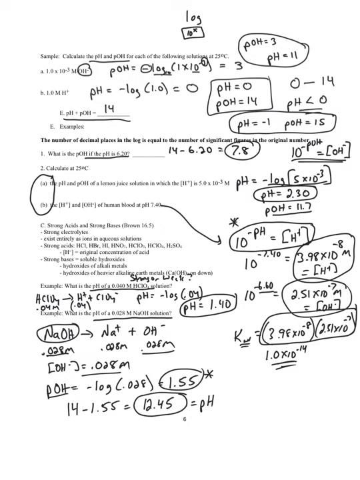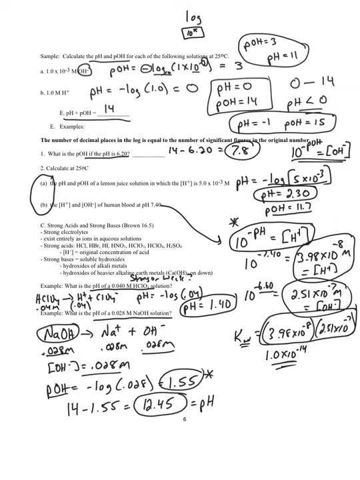So for strong acids and strong bases, it's pretty simplistic. If it's a strong acid, the concentration of the acid is also equal to the concentration of the H plus, so then we can easily figure out its pH. If it's a strong base, we know the hydroxide ion concentration, and then can go through the steps to figure out the pH of that solution as well. So that's how we calculate pH and pOH.